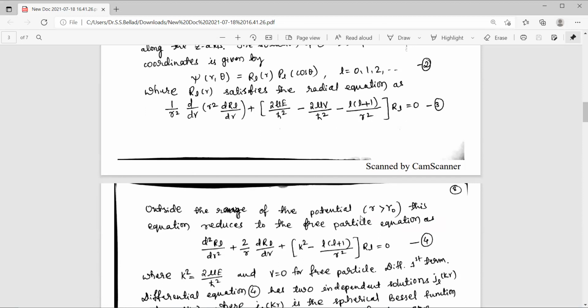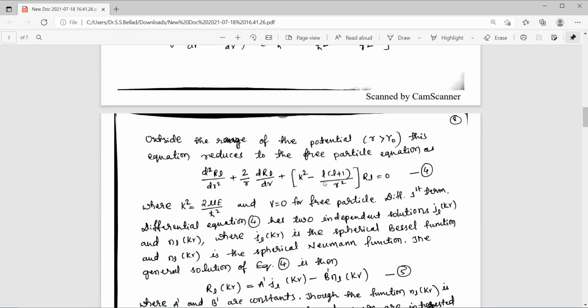Outside the range of the potential, r is greater than r naught. So r naught is the radius of the sphere of potential. That means a sphere is assumed to be present around the particle which is kept at the origin, whose radius is r naught. When the incoming particle is outside the sphere, then the radius will definitely be more than this r naught. Therefore, this condition r greater than r naught means the particle is outside the range of the potential. So this equation reduces to the free particle equation like this.